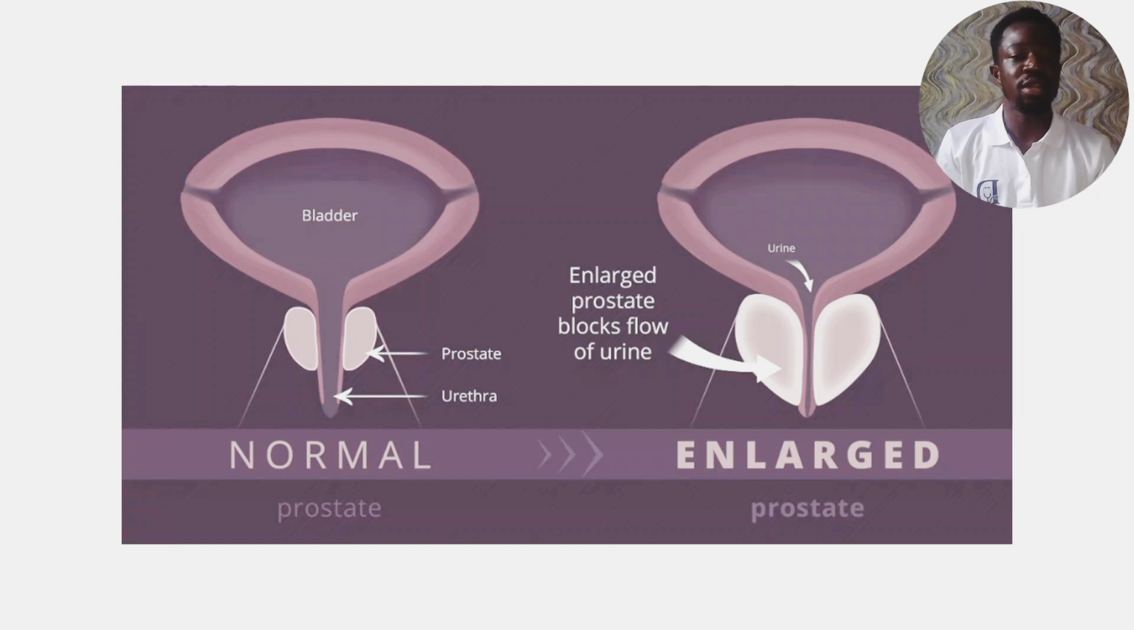But not only does urination get difficult, it also comes with other complications. Disorder of the prostate: what leads to it? What are some factors that lead to disorder of the prostate, or sometimes turn into prostate cancer?